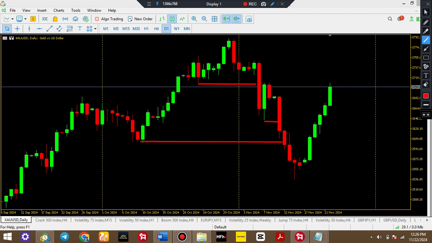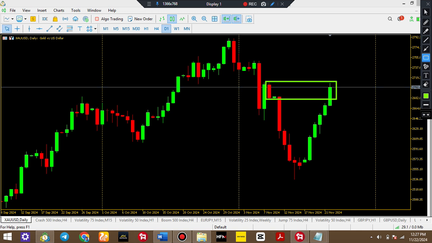Believe it or not, this area is an area of interest because there was a kind of break of structure here. So we can consider this another supply zone, which we'll be expecting to mitigate either on our H4 or our daily time frame. Yes, we check our H4. Here is a bearish order block, and here is also a bearish order block.